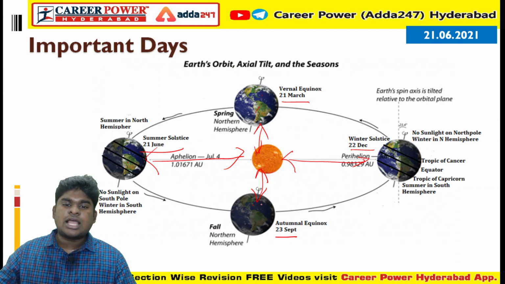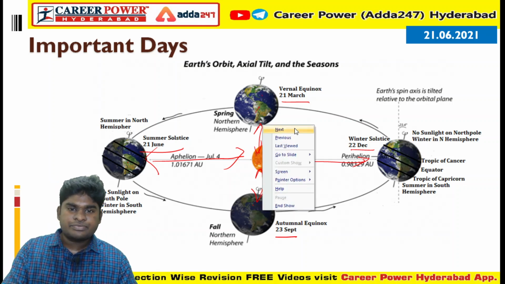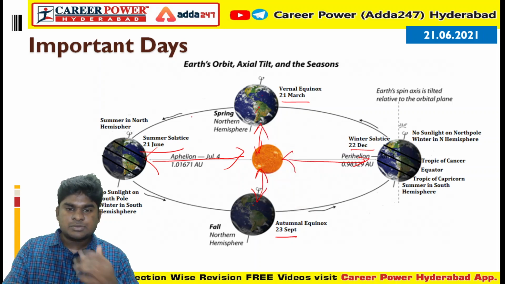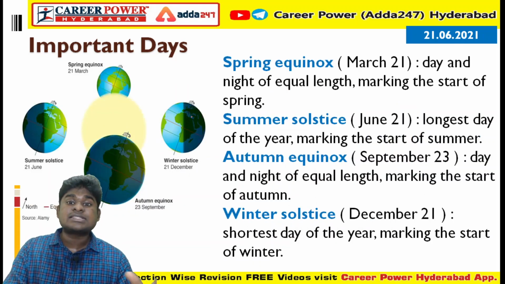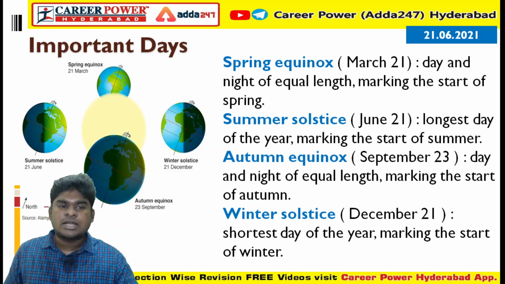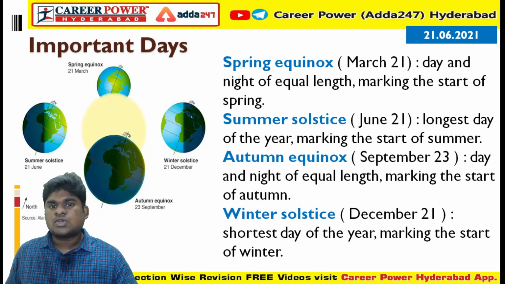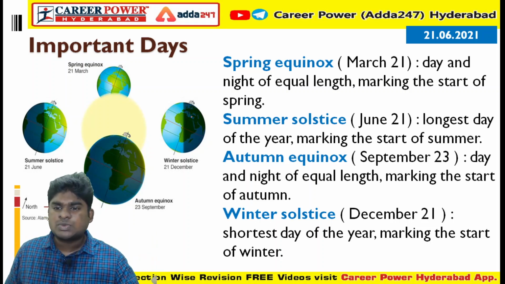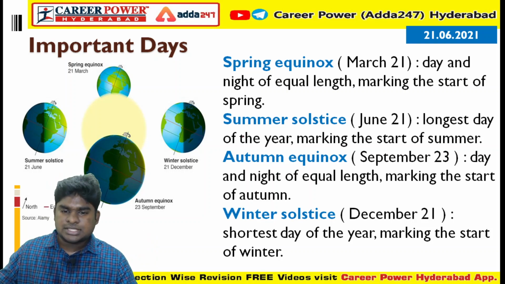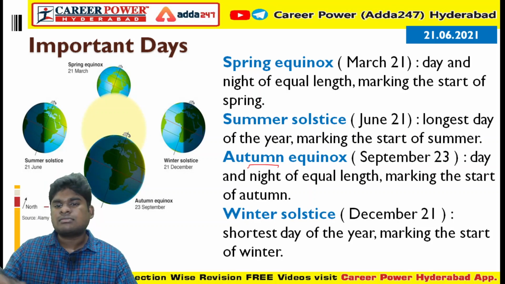So in equinoxes you will have equal day and night. In solstices you will have unequal day and night. Okay, very simple, that's it. Solstice means unequal days, equinox means equal days. So spring equinox is observed on 21st March, equal day and night. Equinox means equal day and night. In the same way, autumn equinox, equal day and night, which is the launch of autumn. Spring equinox is the launch of the spring season.